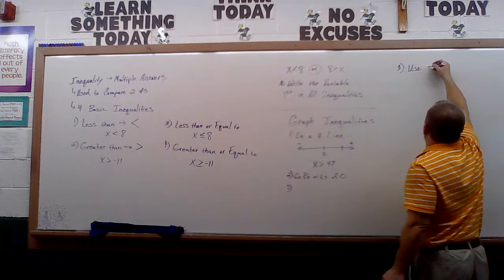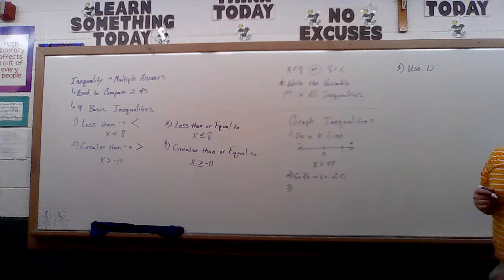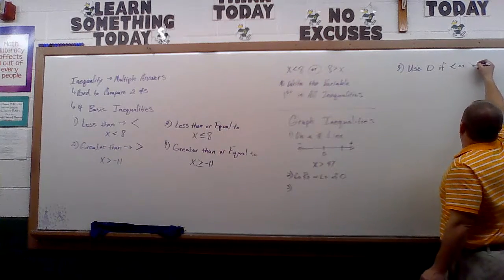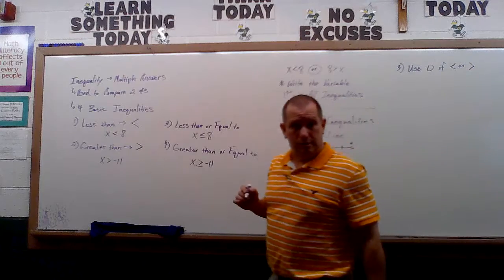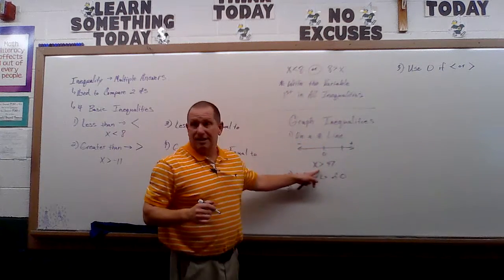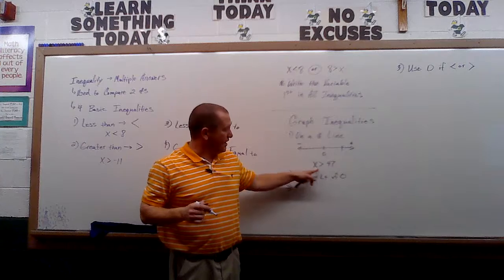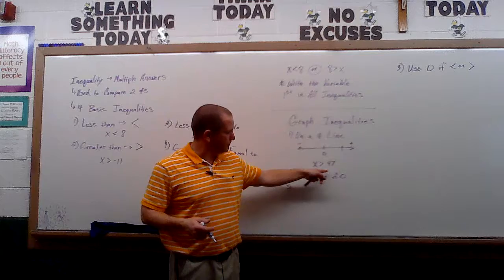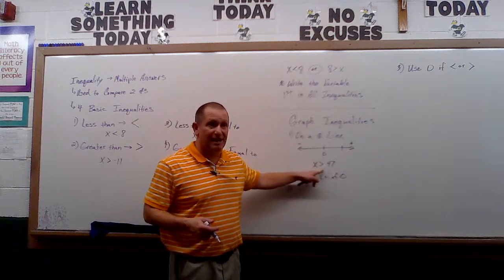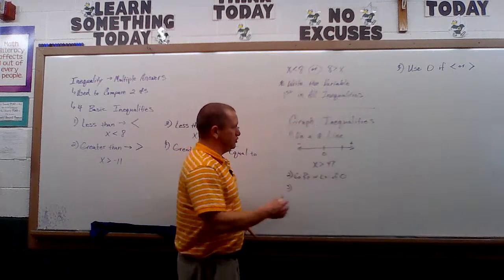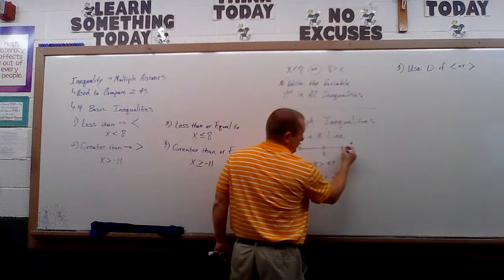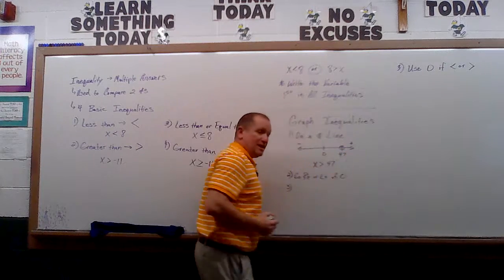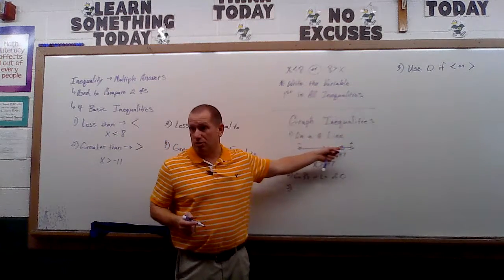Use an open circle if it's less than or greater than. Okay, so in my problem, when I solve the inequality and I get x is greater than 47, if it doesn't have an equal sign underneath of it, we're going to use an open circle on wherever we're going to graph it. So for this one, x was equal to 47. I write down 47, and I put an open circle.